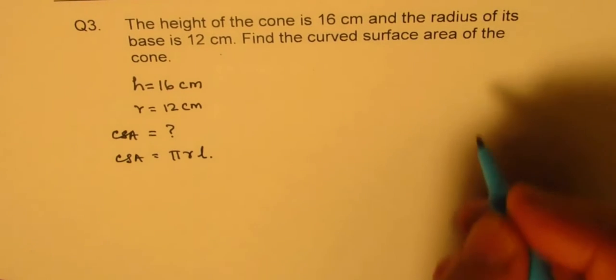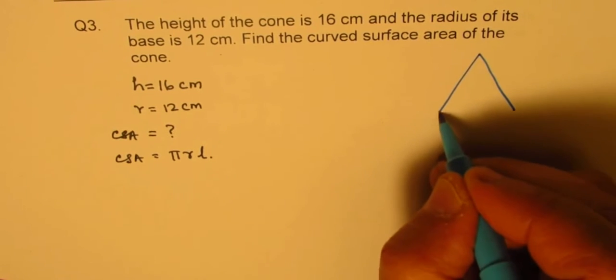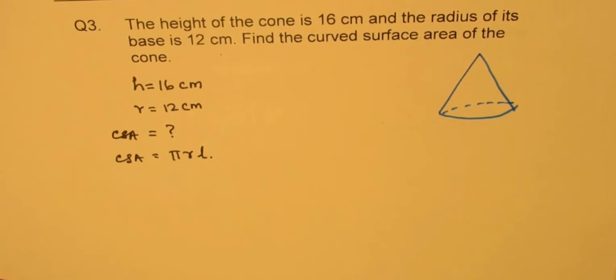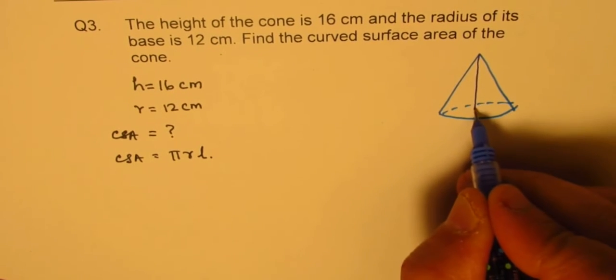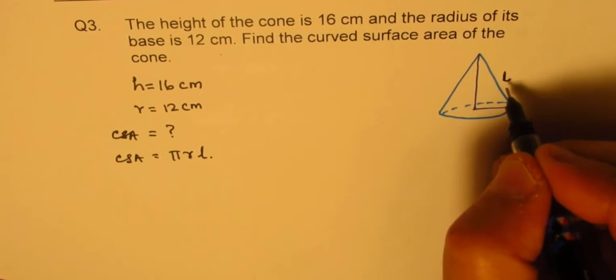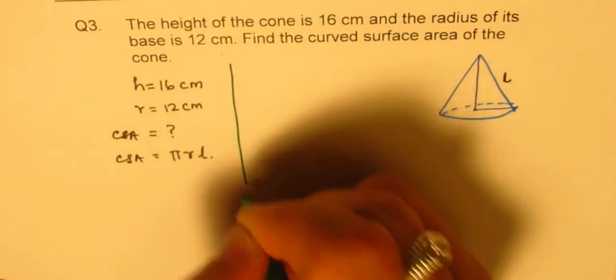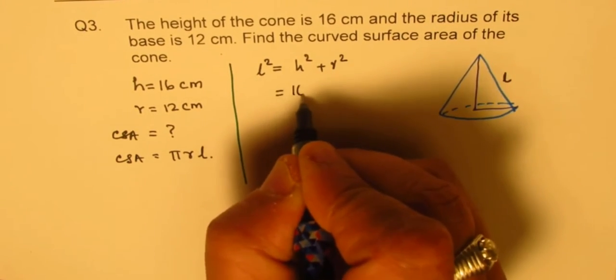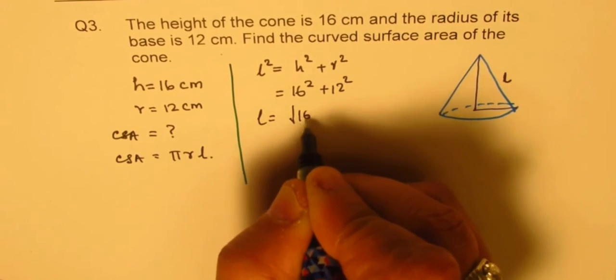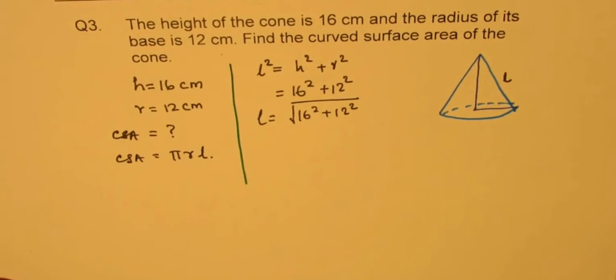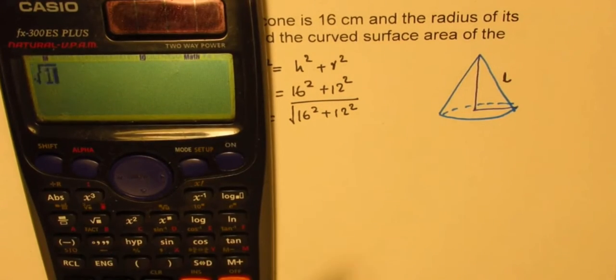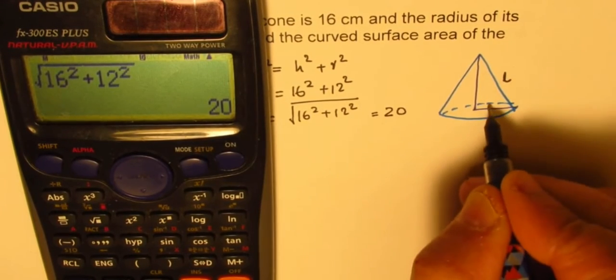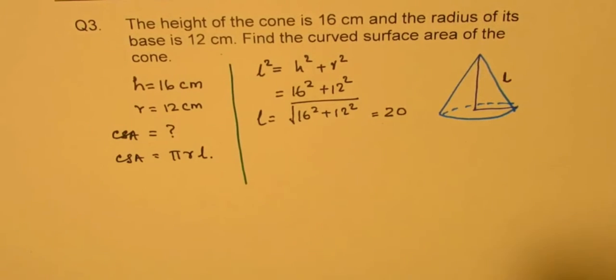Well, to find L, we need to work on the formula, Pythagorean theorem, right? So we know this is our cone, and in this cone, we are given the height and the radius, but we need to find L, right? So we know that L could be calculated using Pythagorean theorem. So we have L square equals height square plus radius square, which is 16 square plus 12 square. So L is equal to square root of 16 square plus 12 square, correct? So use your calculator to find the answer. So we have square root of 16 square plus 12 square, which is equal to 20. Correct? So we know here this is the radius given to us as 12. This is the height, 16, and we just found the length.